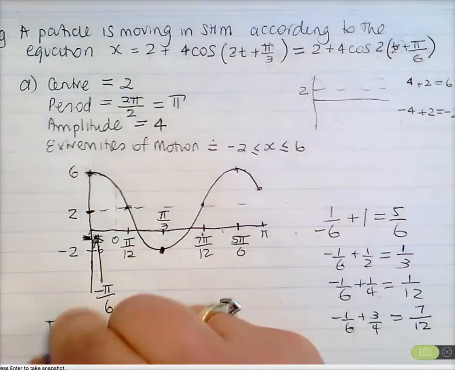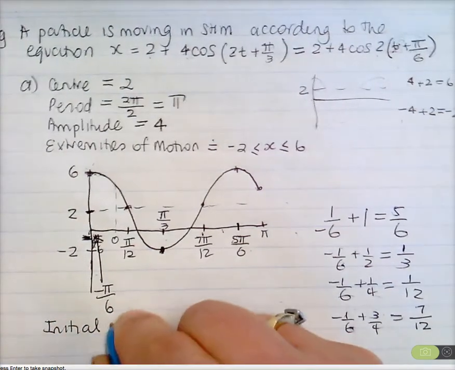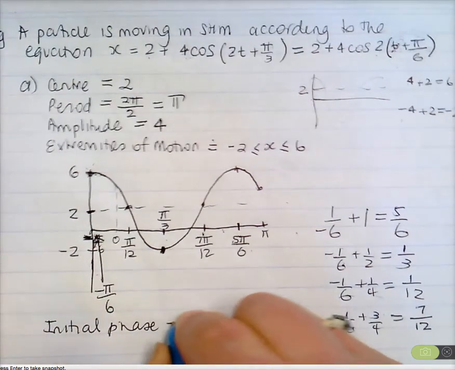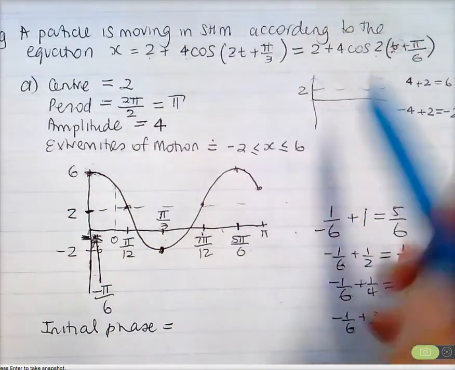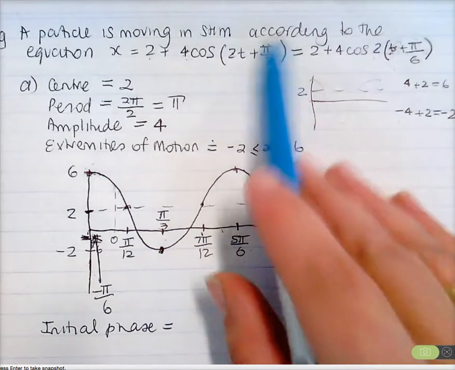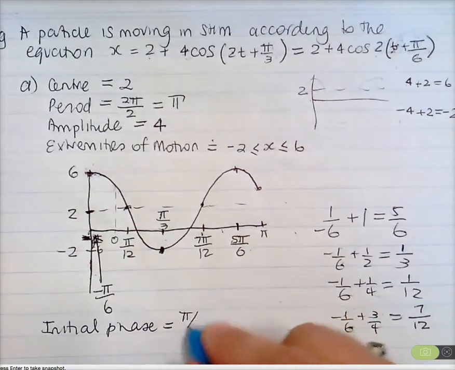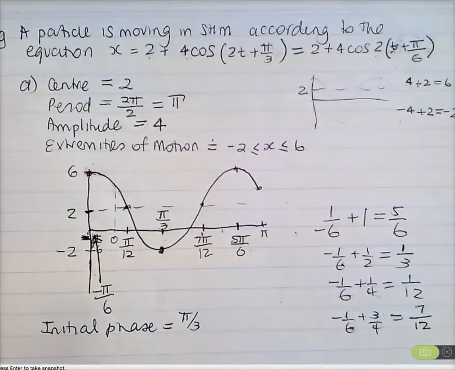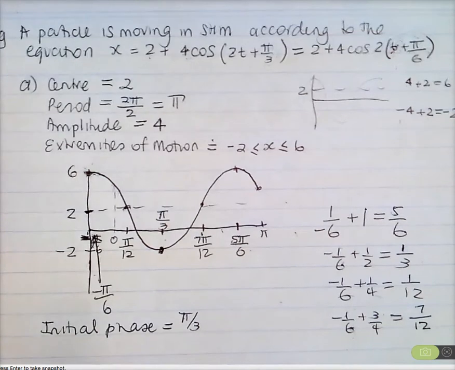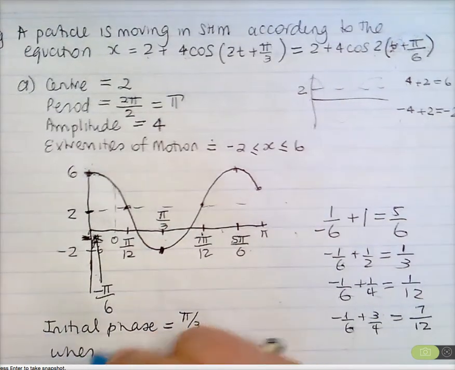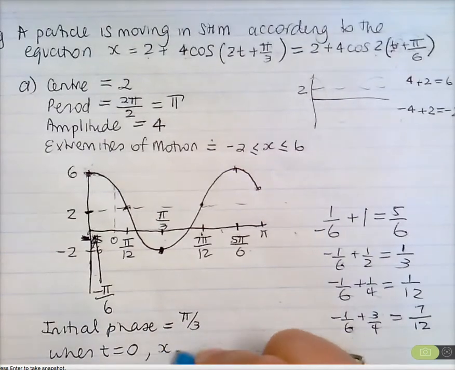Okay, guys, what's the initial phase? I've really got to get this checked out, but we're going to call it what? Yeah, but the shift is not pi on 3, it's pi on 6. I need to get that checked, all right? But did you see it asked at all? It's never asked. All right, when t equals 0, what does x equal?